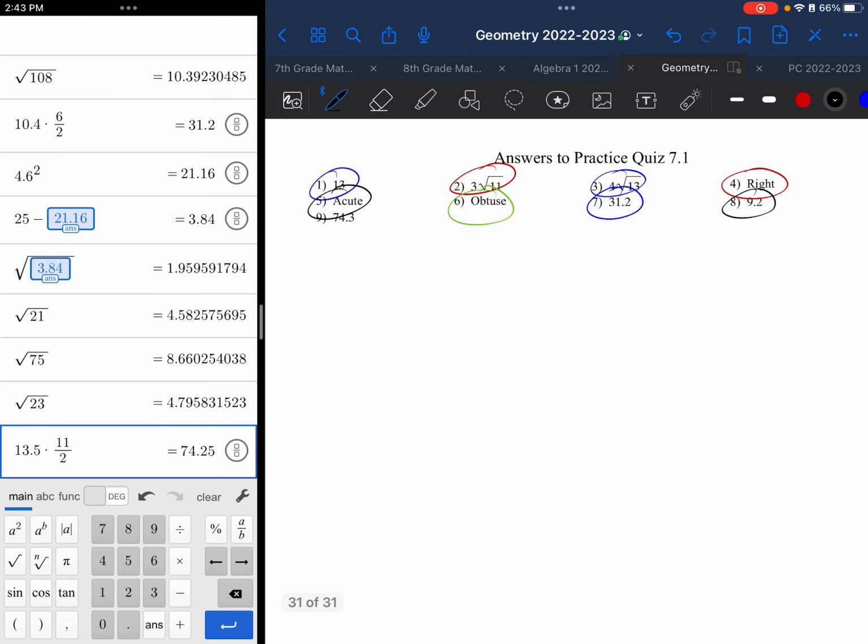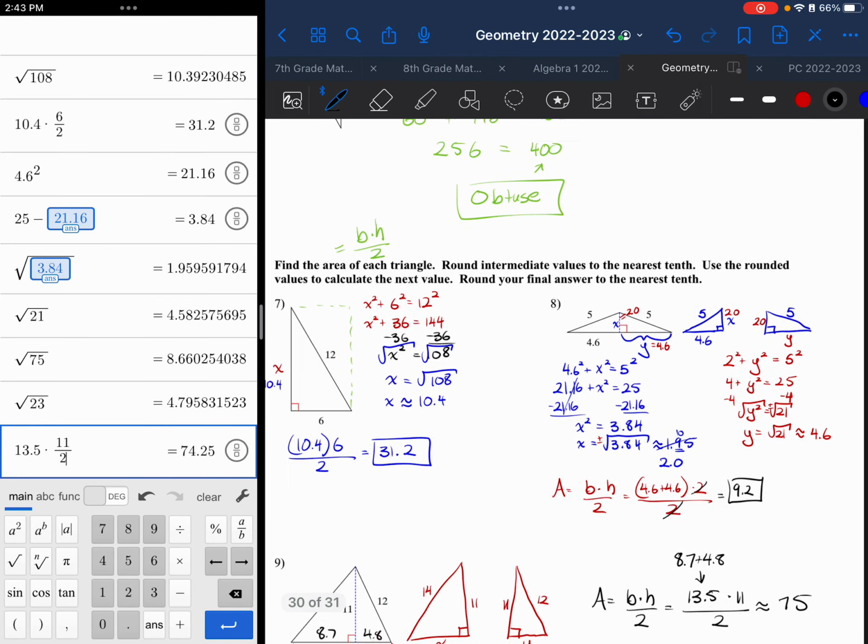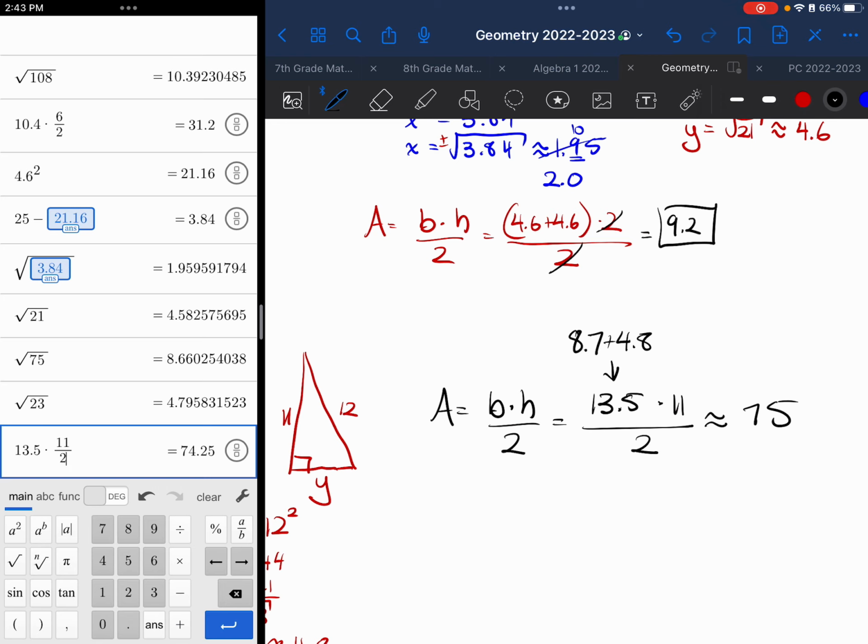Number 9. Oh, what am I doing? 75. I don't round up. My rounding is so off.